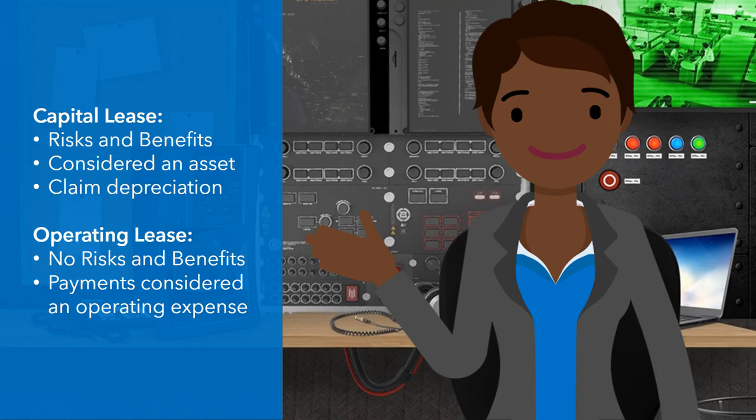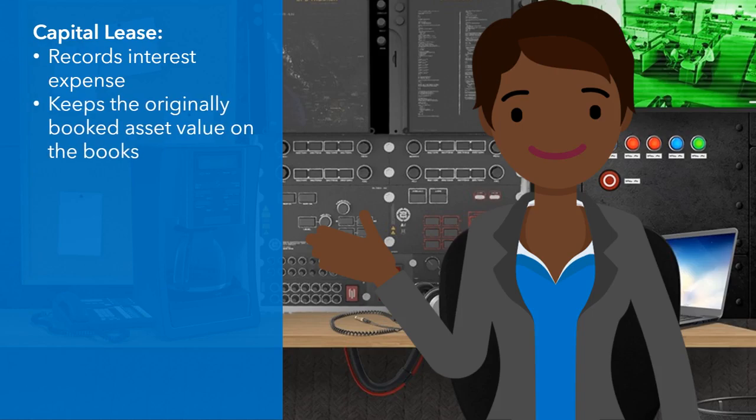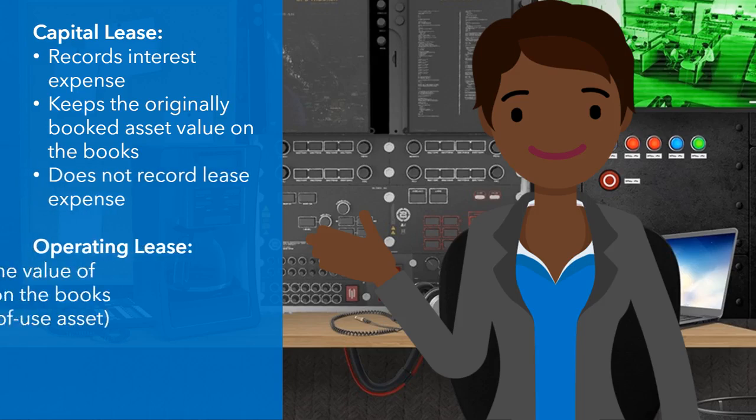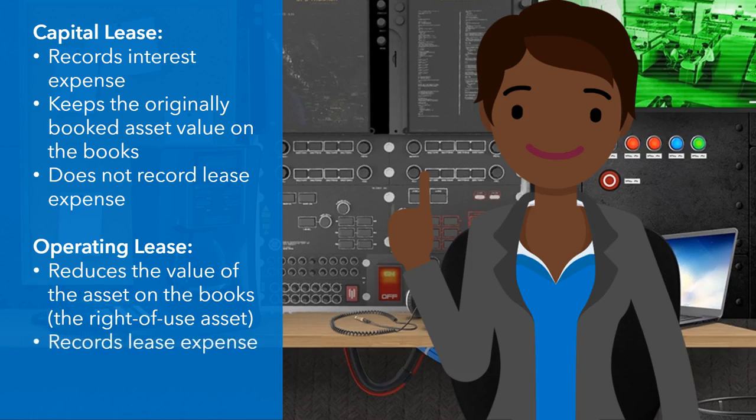So, to break it down a little further, a capital lease records interest expense, keeps the originally booked asset and value on the books, and does not record lease expense, while an operating lease reduces the value of the asset on the books, the right-of-use asset, records lease expense, and does not record interest expense.